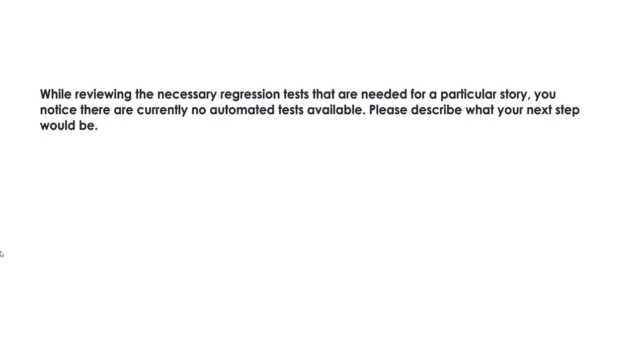Okay, so the next question is, while reviewing the necessary regression tests that are needed for a particular story, you notice there are currently no automated tests available. Please describe what your next step would be. While reviewing the necessary regression tests for a particular story, you notice there are currently no automated tests available for that particular feature. Okay, what do you do then?